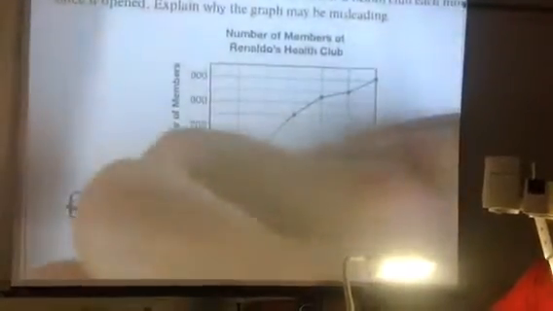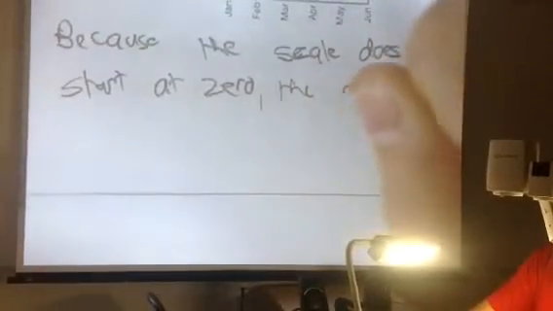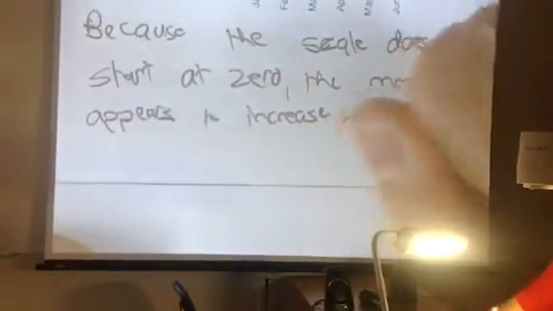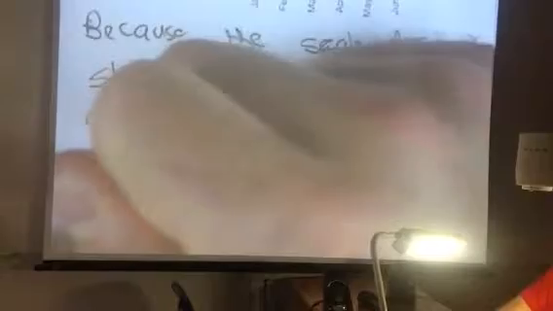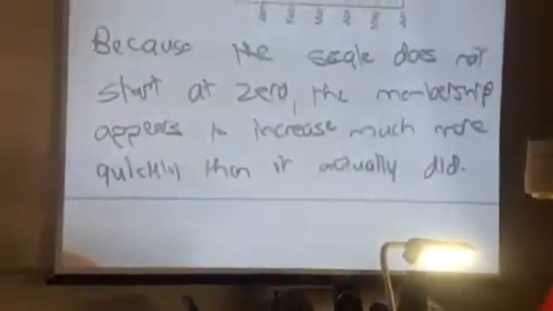Because the scale does not start at 0, the membership appears to increase much more quickly than it actually did. If that started at 0, you would see a much smaller looking increase.